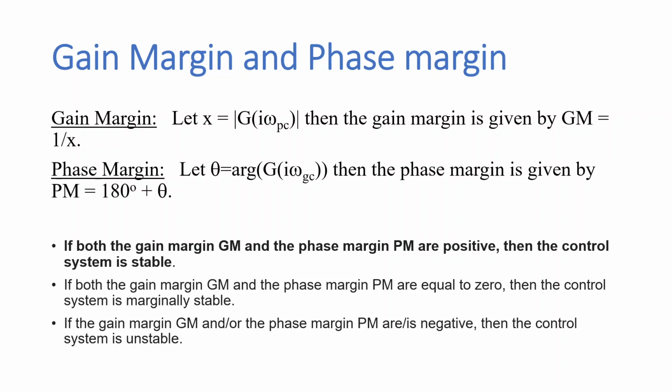Based on the Bode stability criteria, we define the gain margin and phase margin. That is the margin of error that we have so that the system doesn't become unstable. The gain margin is defined as 1 upon the amplitude ratio, calculated at the phase crossover frequency. Similarly, to calculate the phase margin, we consider the gain crossover frequency, and the phase margin is 180 degrees plus the phase lag. Then we have the stability criteria: if both gain margin and phase margin are positive, the control system is stable. If both are equal to 0, the system is marginally stable. And if the gain margin and or the phase margin are negative, the control system is unstable.